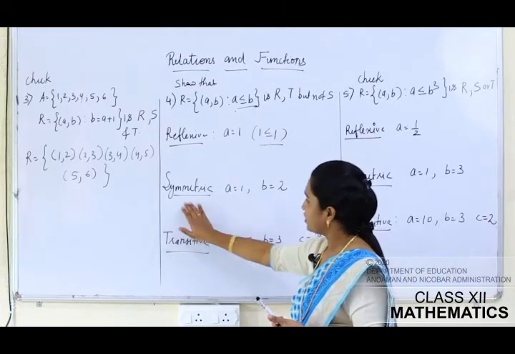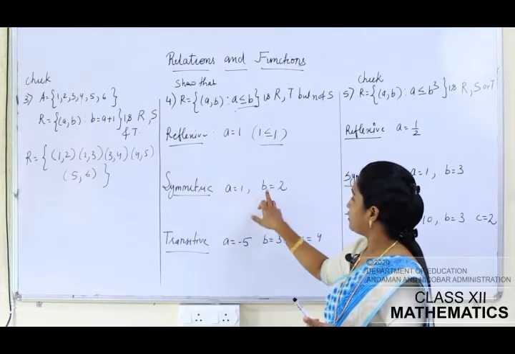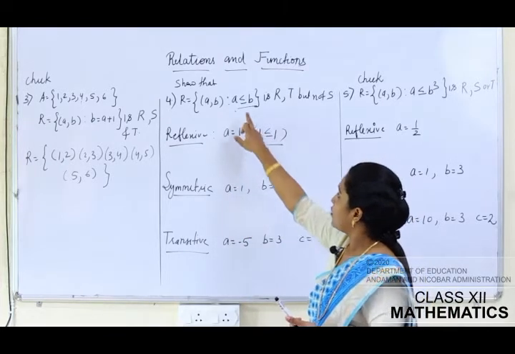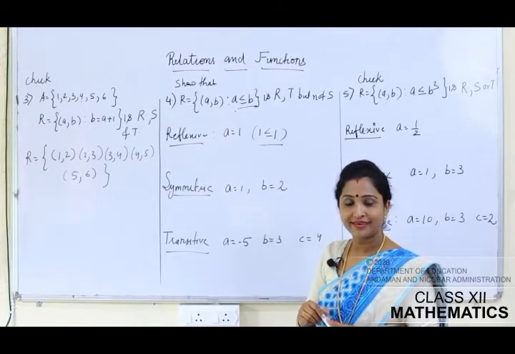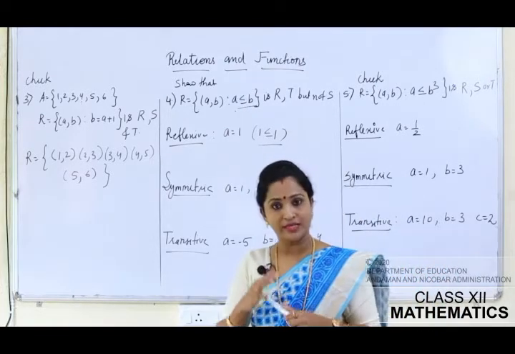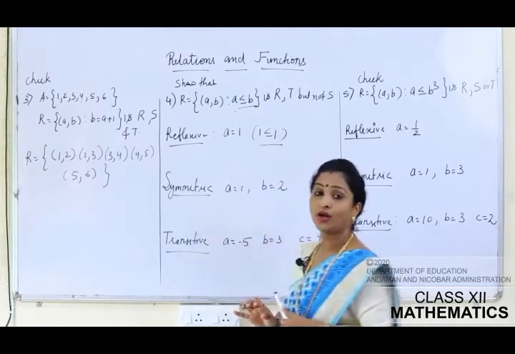What about symmetric? Symmetric means क्या है? If you take a is equal to 1 and b is equal to 2, see, 1 is less than equal to 2. Whether 2 is less than equal to 1? No. So you can say that R is not symmetric.